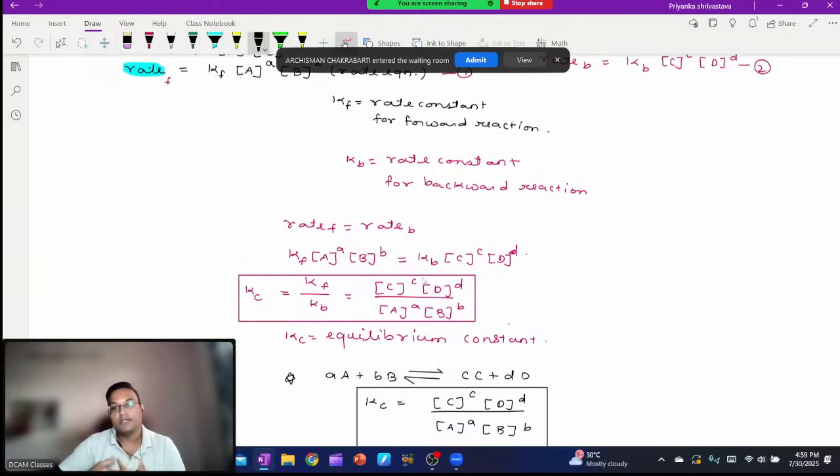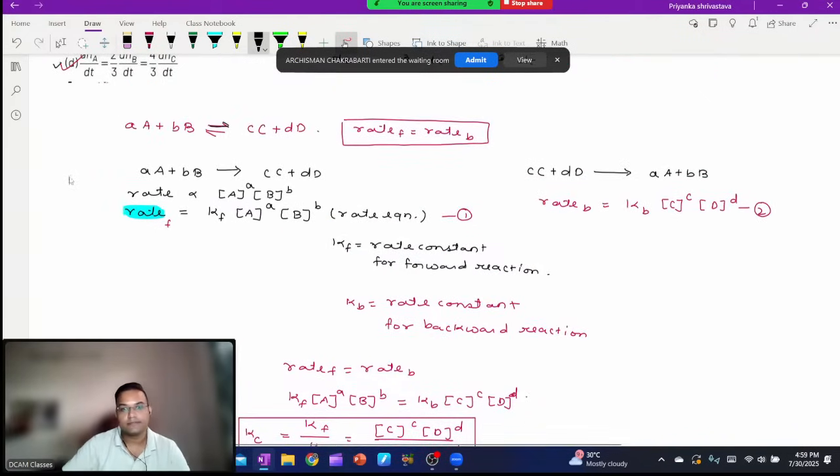In your CBSE, they can ask it. It is important.